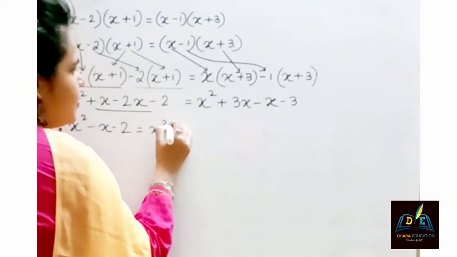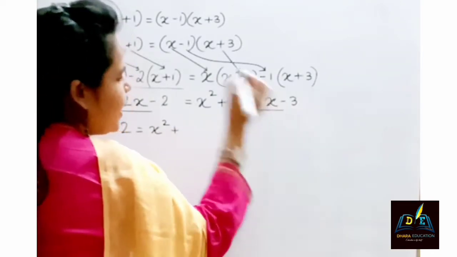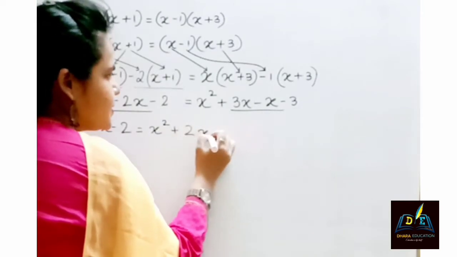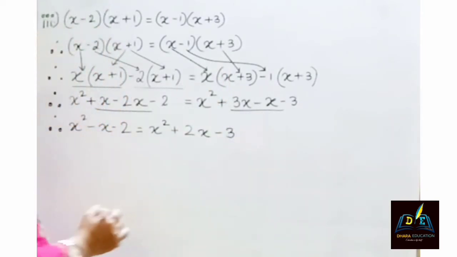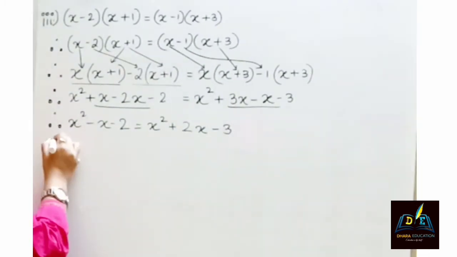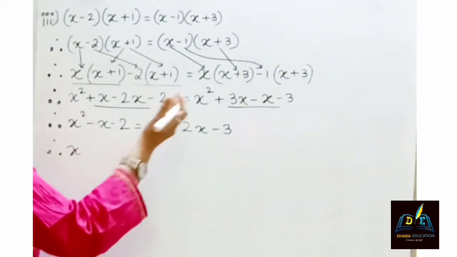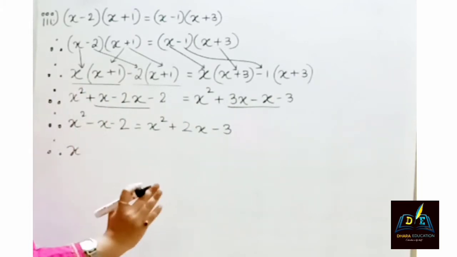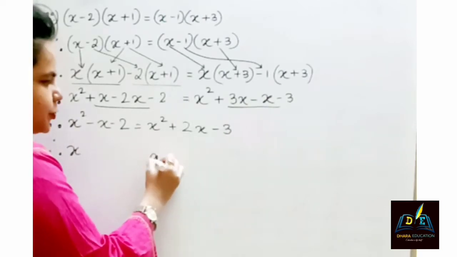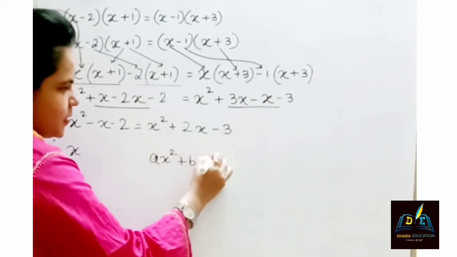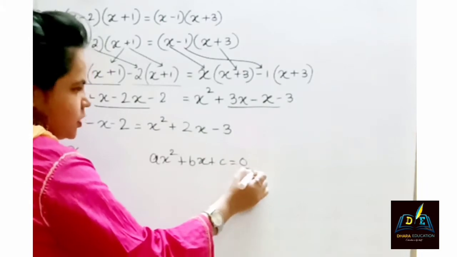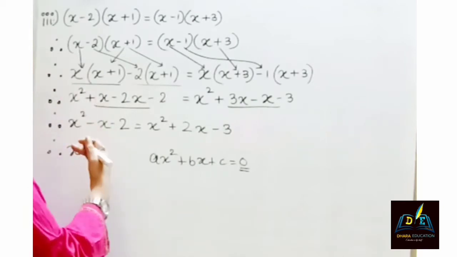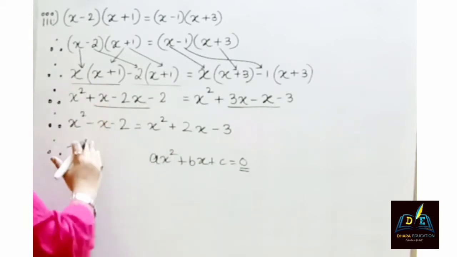x square plus, now here we have to understand, 3x minus x means 2x, minus 3 as it is. Okay, the next step will be to shift all those terms on the left hand side, because in the quadratic equation, as per the standard rule, ax square plus bx plus c equals 0, so 0 should be on the right hand side. So we have to take all the terms on the left hand side, and rearrange the terms once again.